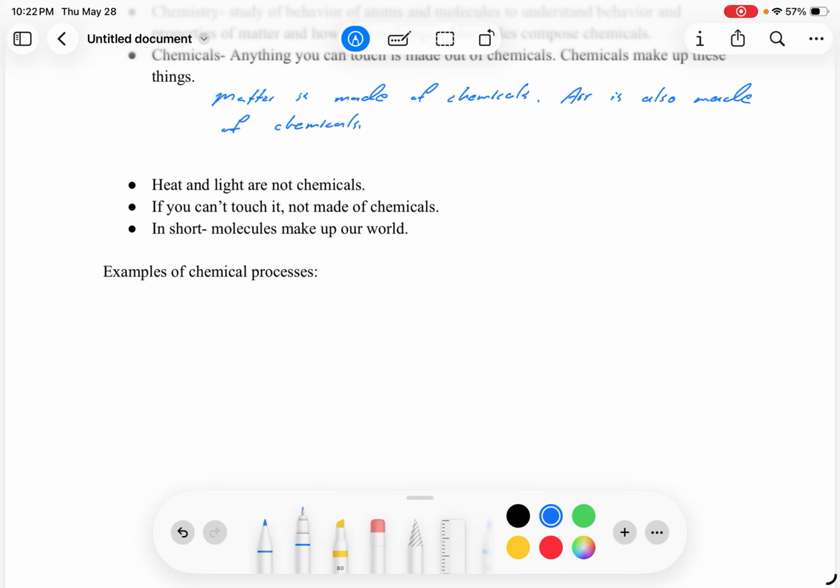These are just a couple examples. We're going to learn more about these when we look at the difference between physical properties and chemical properties, or physical changes and chemical changes. So this is the rusting of an iron nail.